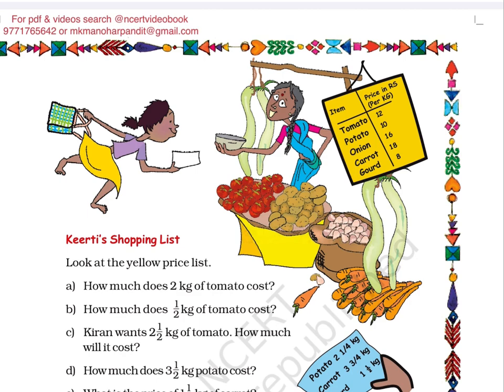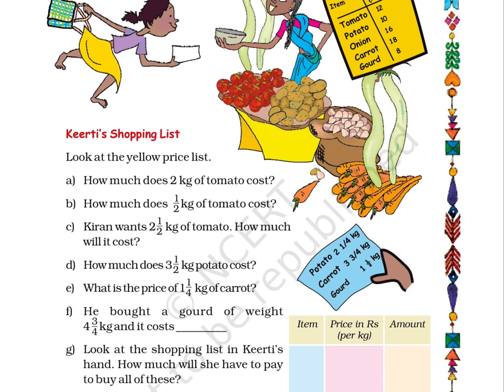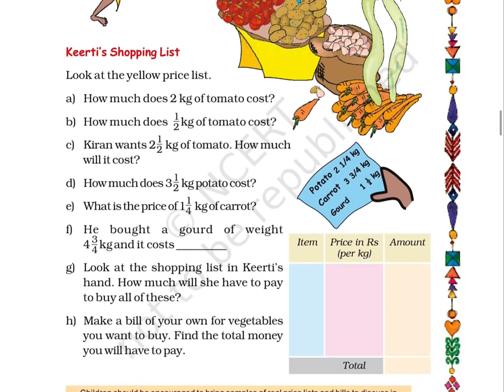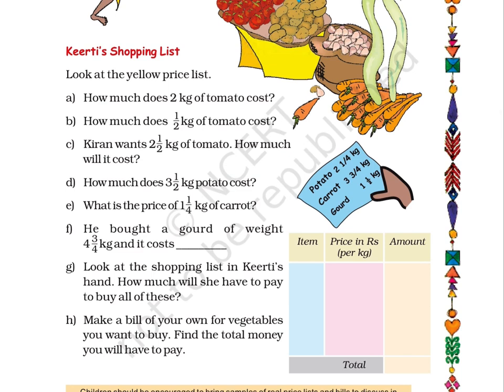A. How much does 2 kilograms of tomato cost? B. How much does half kg of tomato cost? C. Kiran wants 2.5 kg of tomato. How much will it cost? D. How much does 3.5 kg potato cost? E. What is the price of 1/4 kg of carrot? F. He bought a gourd of weight 4 3/4 kg and it costs dash.